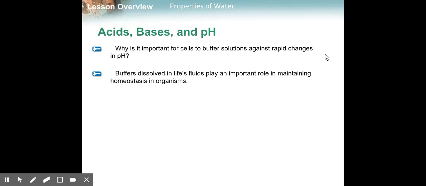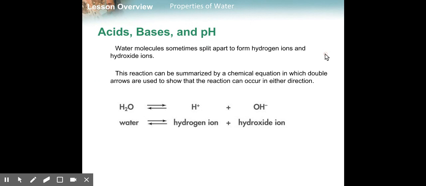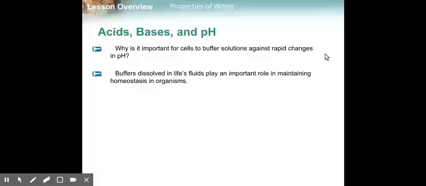Buffers. I can't remember if they give you a definition of a buffer. Basically, a buffer is just a substance that keeps the pH from changing a lot, even if you put something with a higher or lower pH in it. So you'll use those a lot in chemistry. Your blood has a lot of buffers in it. So if you drink some vinegar, it's not going to drastically change the pH of your blood.